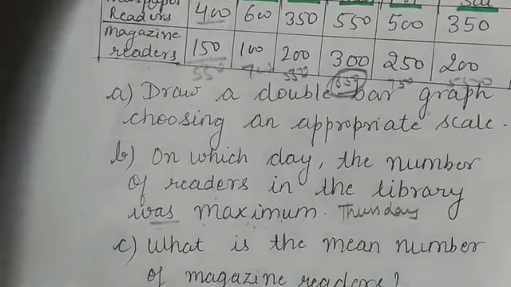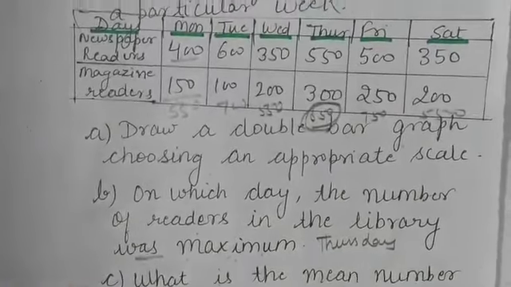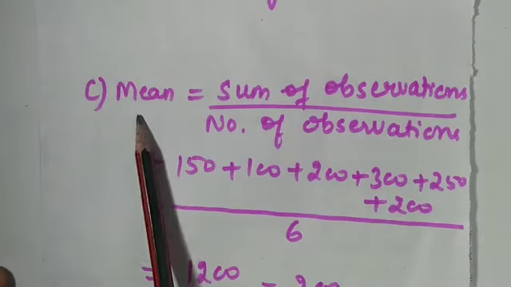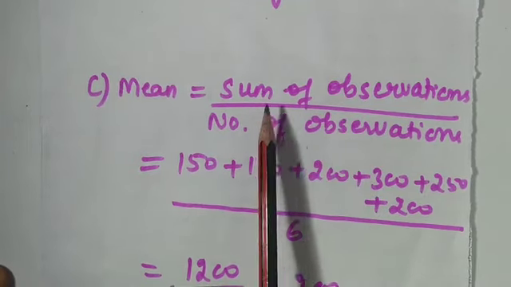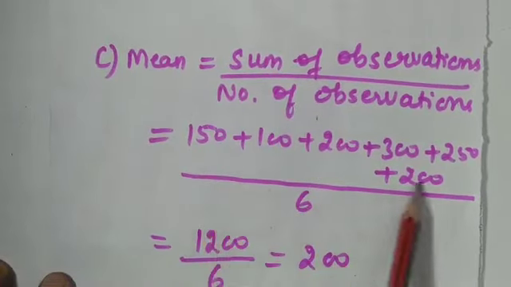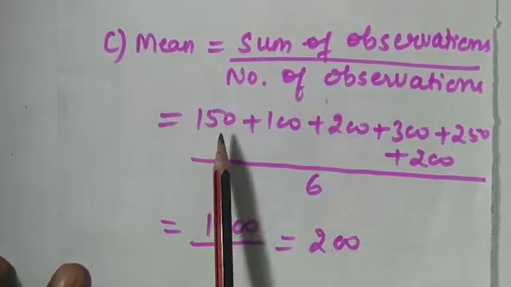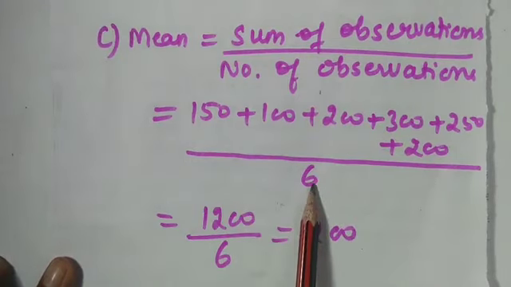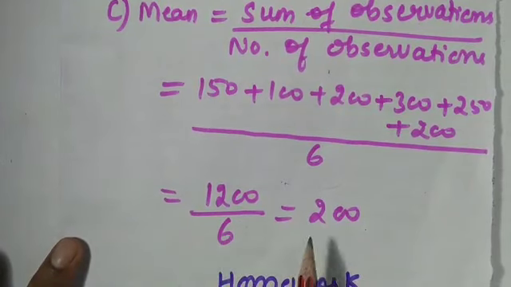Now we have to find part C. We have to find the mean number of magazine readers. How will you calculate the mean? Sum of all observations divided by the number of observations. So I will add up the data that is given for magazine readers. The sum of all observations divided by 6, because we have the data of 6 days. So it will be 1200 by 6, that is 200. So 200 is the mean number of magazine readers.